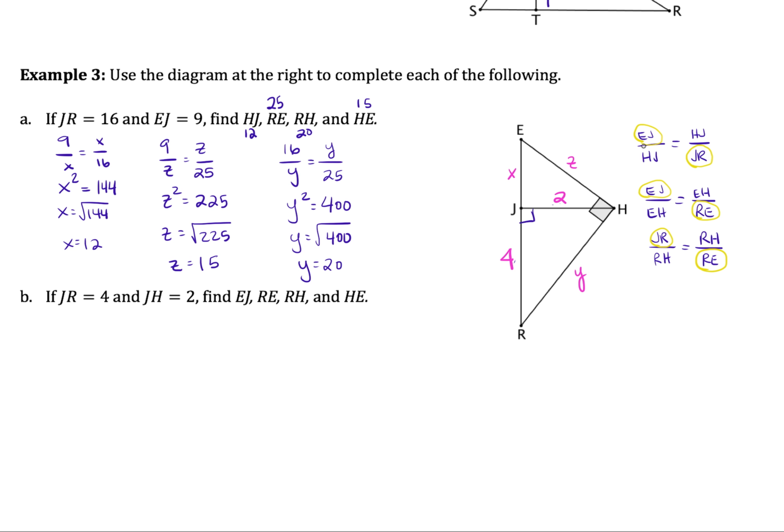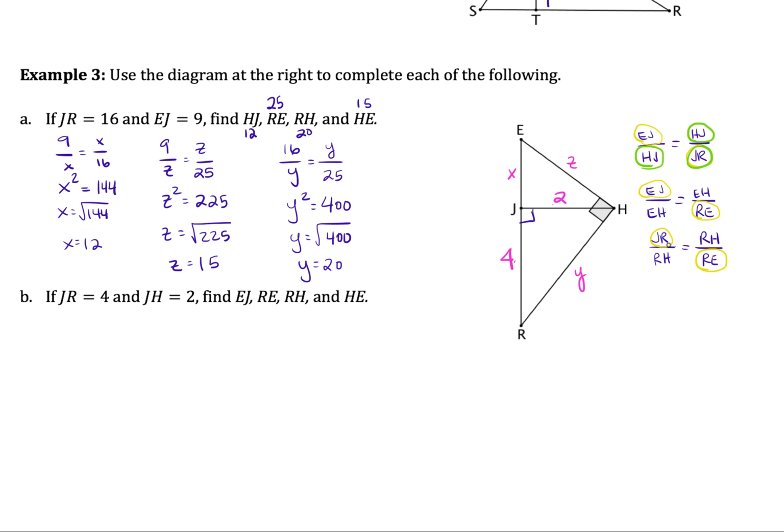In this first proportion, we know HJ, which is in 2 spots, and we know JR. So there's just this one number here that we don't know. So we should be able to find EJ from this proportion. If we move down to the next one, what do we have? We don't know EJ right now, we don't know EH right now, and we don't know RE right now. So there's actually nothing in this proportion that we know to start off with. Maybe that'll change, but right now we don't know any of that.